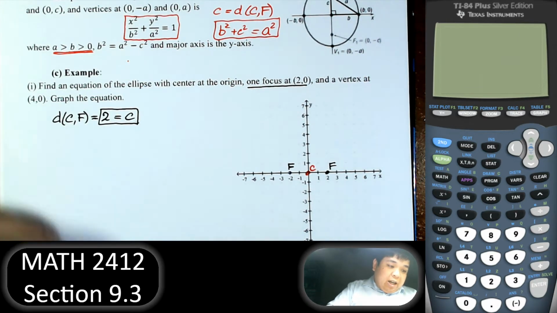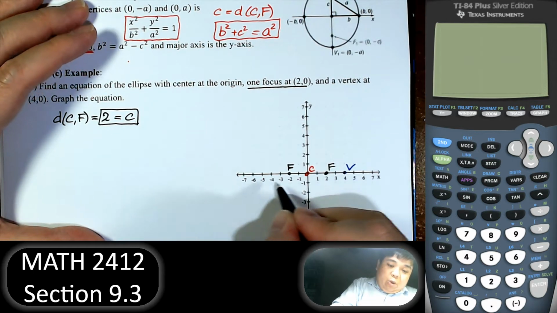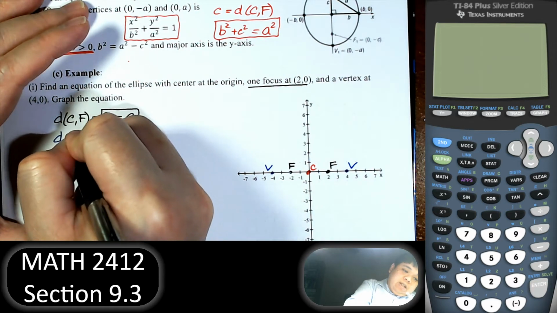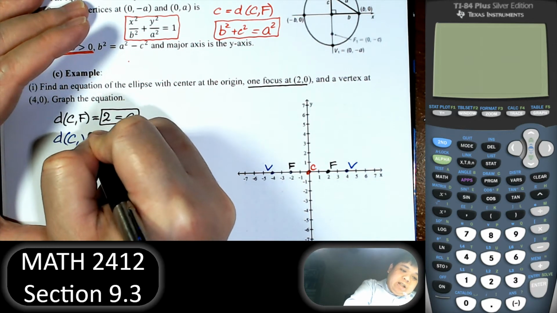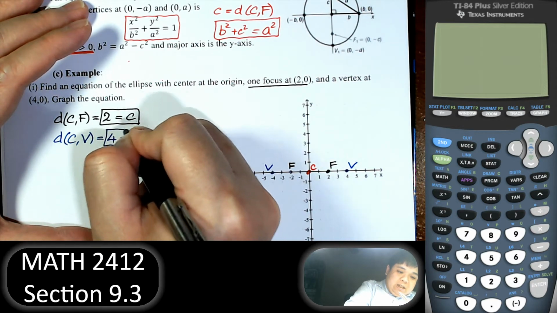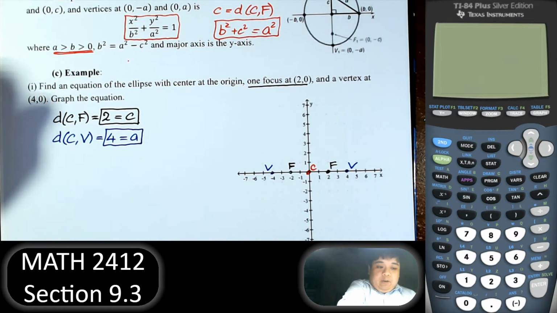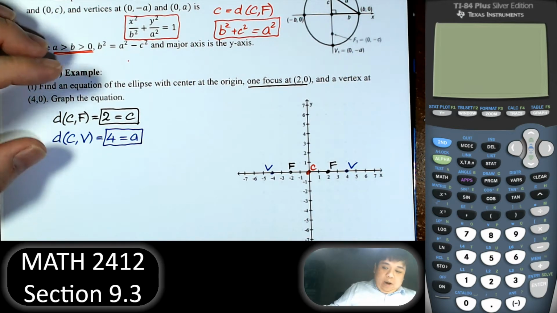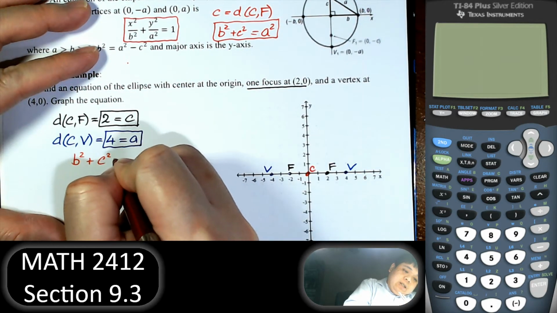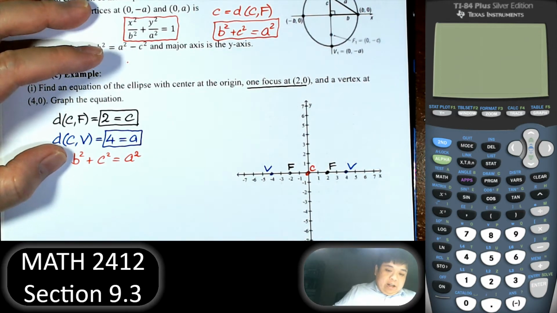Next, the vertex, one of them is (4, 0). Of course, that's the center, so there will be another point across from it. So the distance from the center to the vertex is equal to 4, and that is a. And the rest is easy. We have the equation b squared plus c squared equal to a squared. So we can solve for b from here, right?